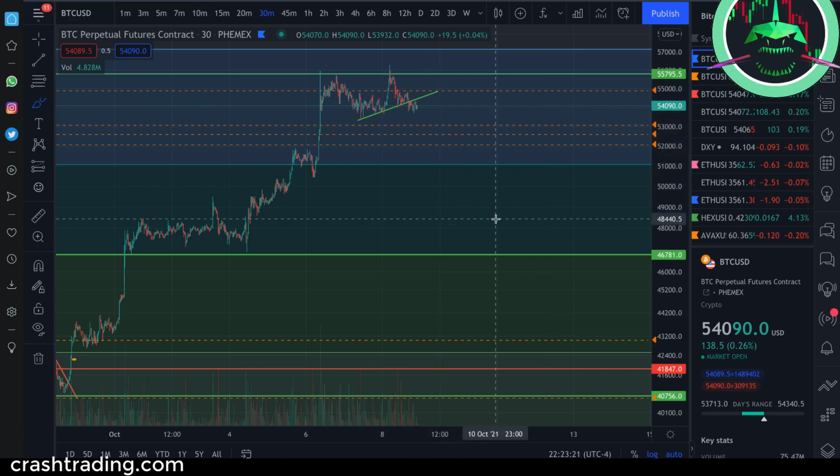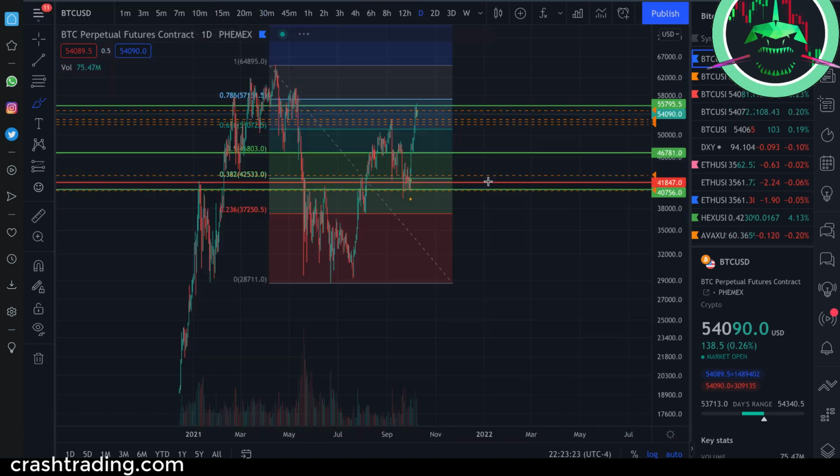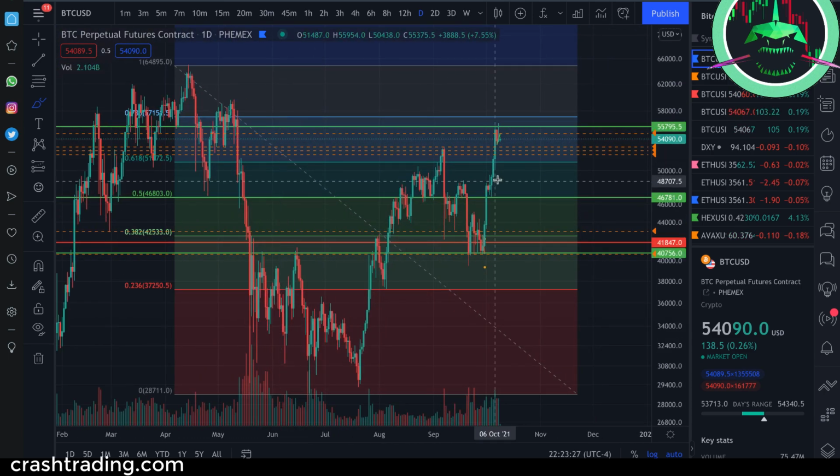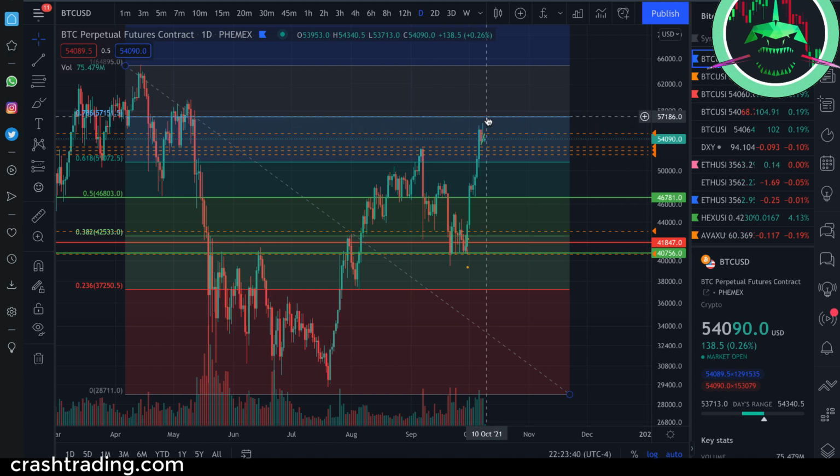So that's the short term, but guys, taking it out to the longer term picture, you can see right here, we're banging our head right on this top fib level. Actually, no, this is not a fib level. This is just a support or resistance level I have drawn up. But you can see we got very close to that top fib level. So 57K is where I'd really be looking out for resistance here.